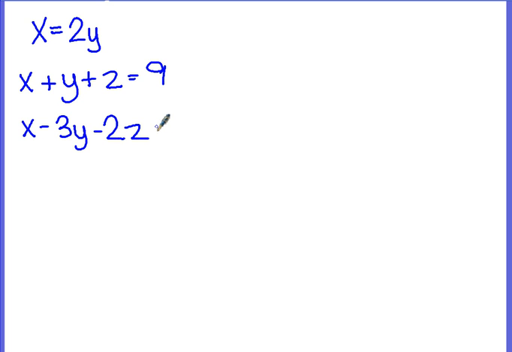All right, so here's our first example. x equals 2y. x plus y plus z equals 9. x minus 3y minus 2z equals negative 8. All right, so these are the three equations we're going to be working with.